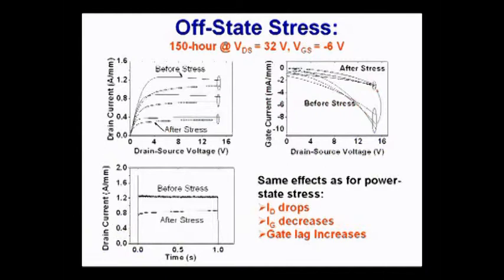In a second reliability test, devices were kept in off-state conditions by biasing devices at a VDS of 32 volts and a VGS of minus 6 volts. As in the case of power state stress, we can see a drop of the DC ID current and an amplification of gate lag, as well as a drop in the gate current.